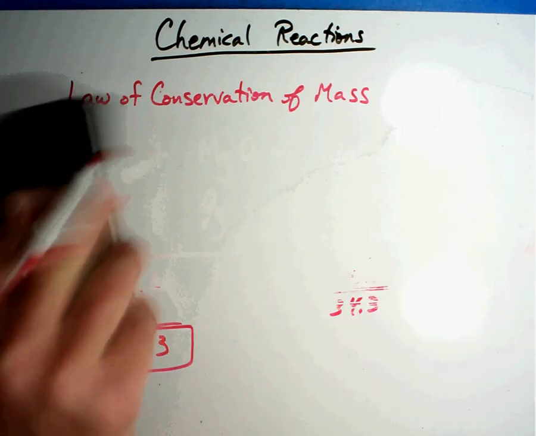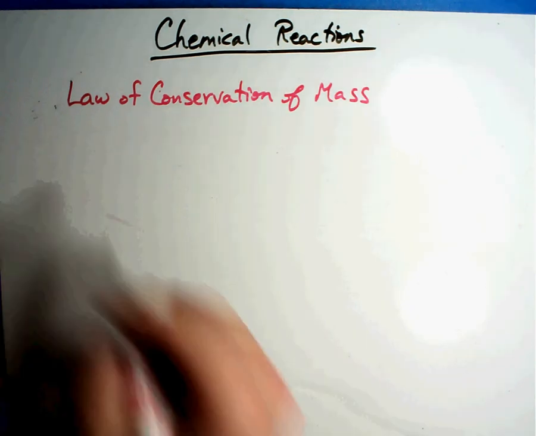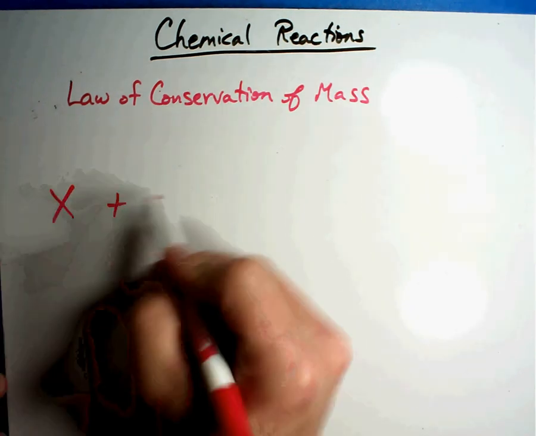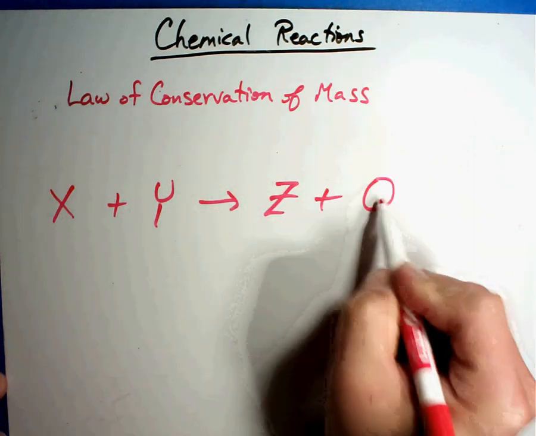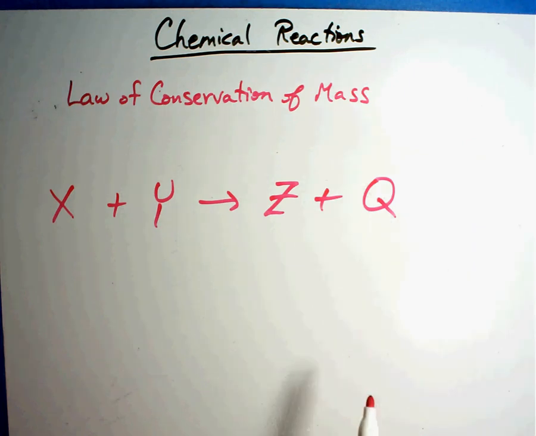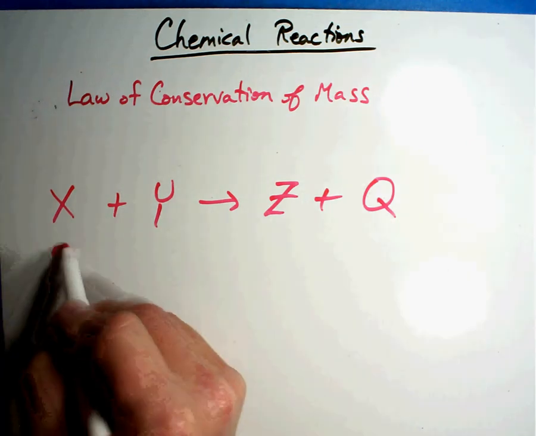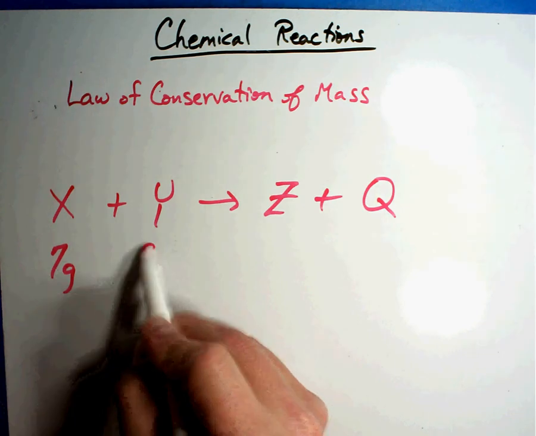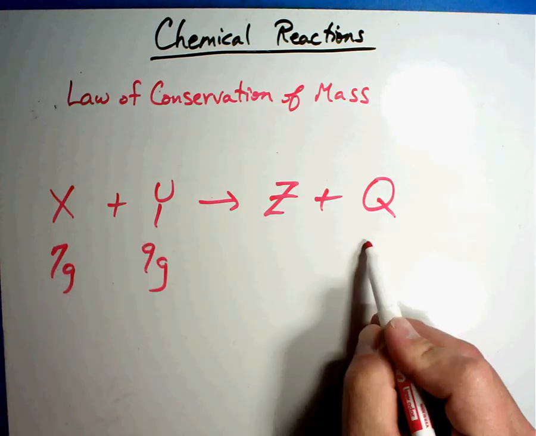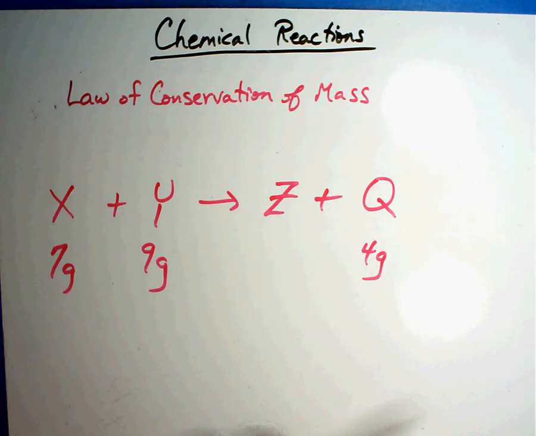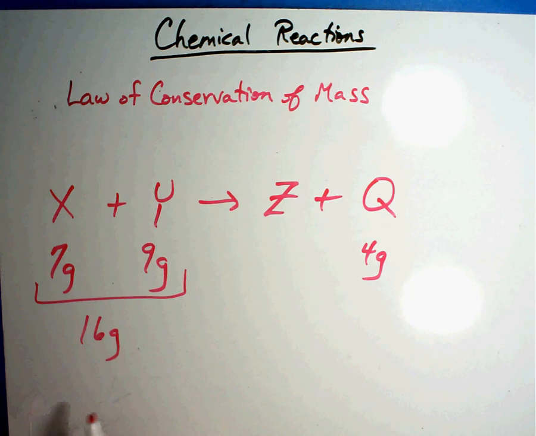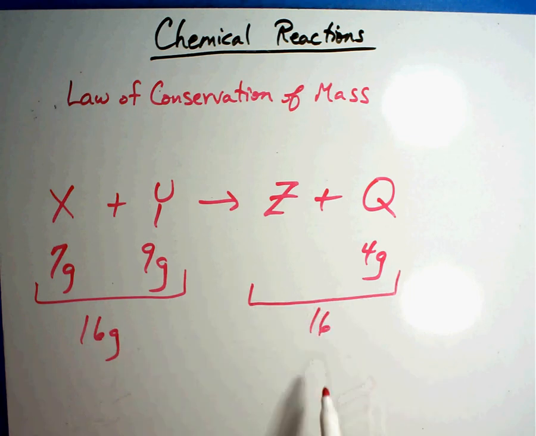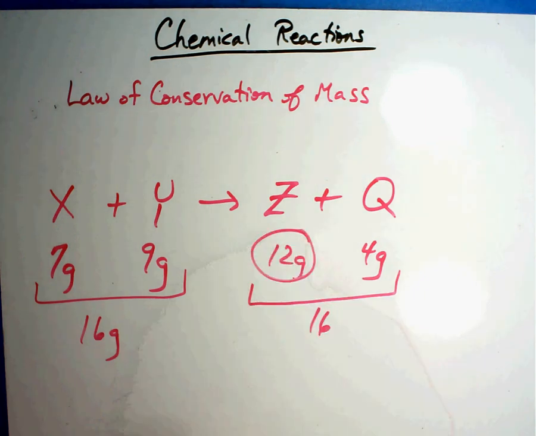Let me show you one more example. If they told you that you had element X, and it's going to be with element Y, which is going to give you element Z plus element Q. Now, none of these are elements on the periodic table. It works exactly the same way. They told you 7 grams and 9 grams, and that this one was 4 grams, and they wanted to know the answer. Well, 9 and 7 is 16 grams. This side has to equal 16 grams. 16 minus 4, 12 grams is the answer you would look for.